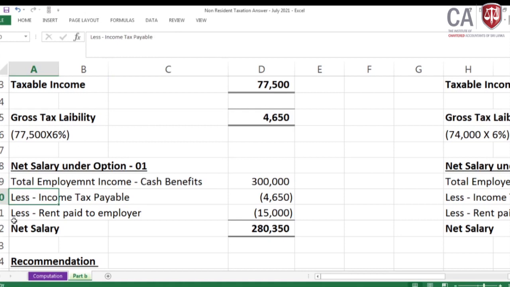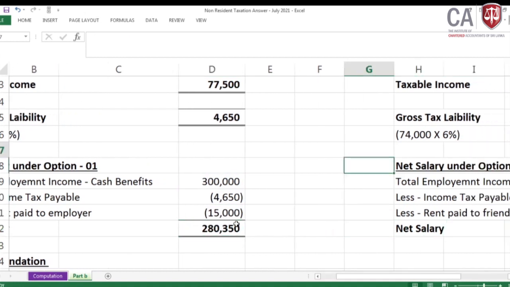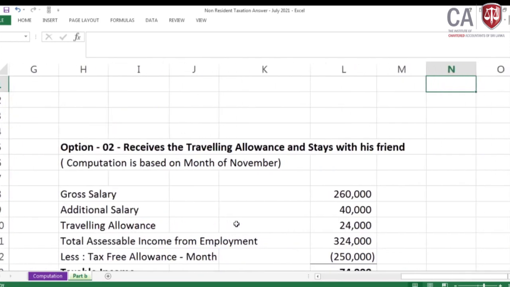Cash benefits done. Then less income tax payable 4,650. Other than that, you have to definitely pay rupees 15,000 from the salary. Then the net salary, the take home, is 280,350. Done.